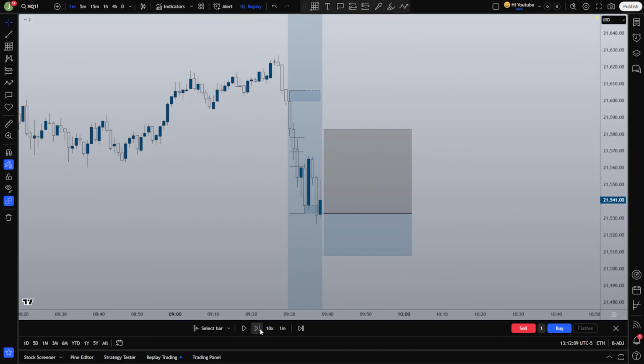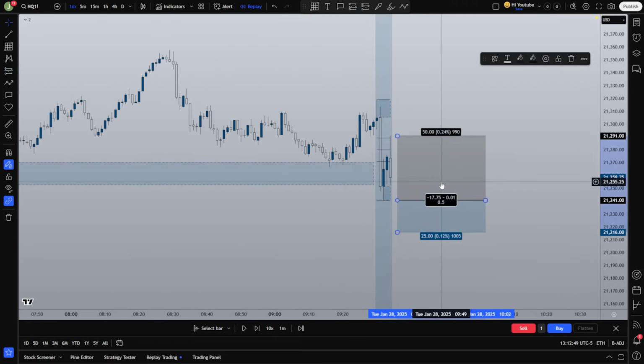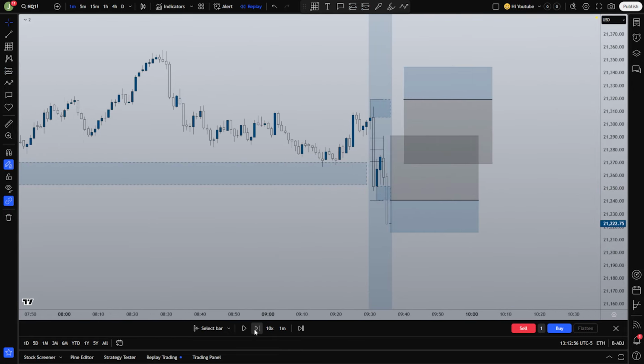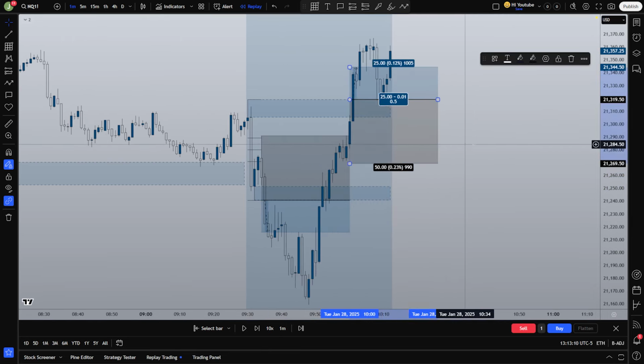Keep in mind, though, that because this method does not adjust for volatility, it can result in stops being too tight or too wide depending on that day's market conditions. Traders should backtest different fixed stop levels to determine what works best for their chosen instrument.